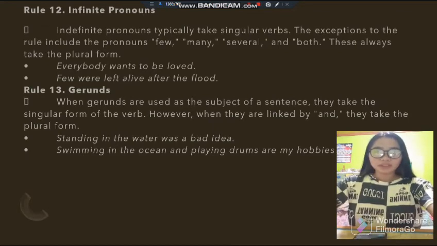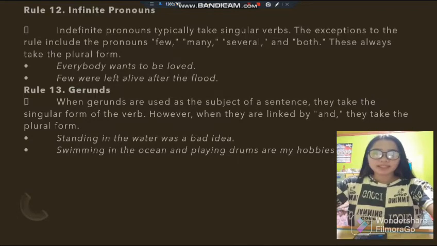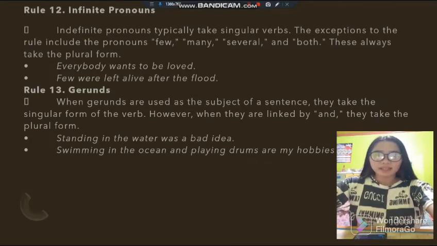Rule number 13. Gerunds. When gerunds are used as the subject of the sentence, they take the singular form of the verb. However, when they are linked by and, they take the plural form. Example, standing in the water was a bad idea. Swimming in the ocean and playing.